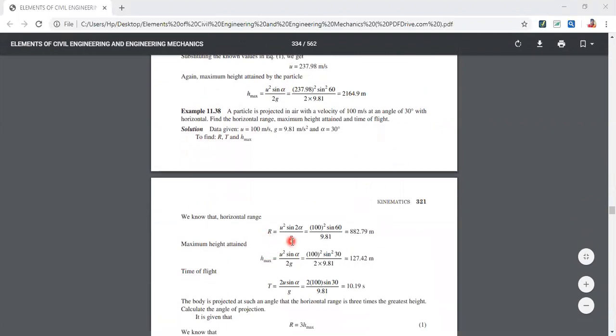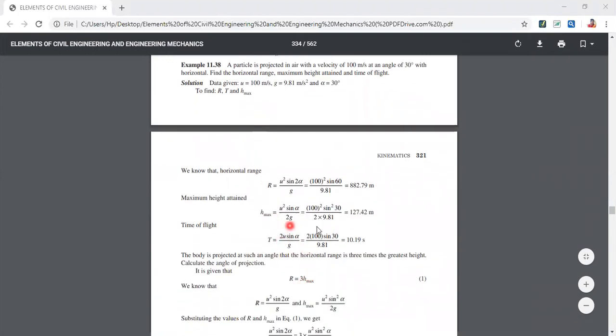So we'll start with R, which is u square sine 2 alpha by g. We get the value. H max is u square sine square alpha by 2g. Substitute, and you get the value of H max. And then the time of flight is 2u sine alpha by g, an equation we have seen in the previous case. So substitute for u and alpha, and you get the value of the time of flight.